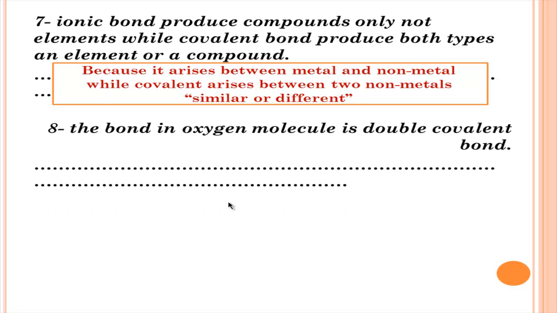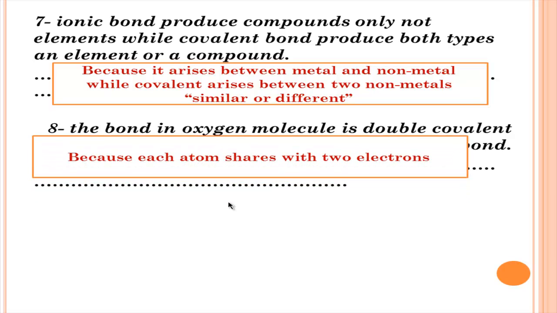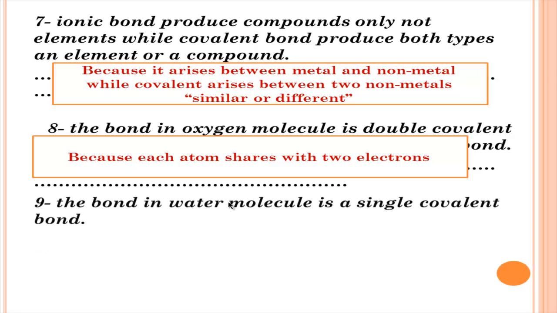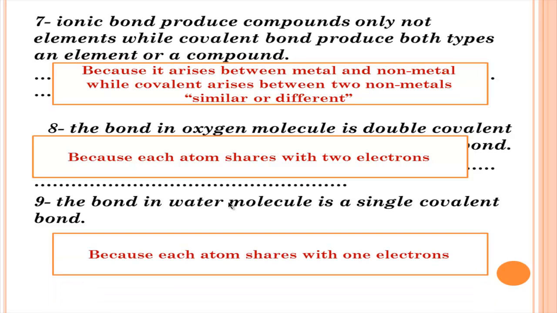Give reason: the bond in the oxygen molecule is a double covalent bond. As we said, any covalent bond arises when each atom shares electrons. Double, when each atom shares 2 electrons. Give reason: the bond in the water molecule is a single covalent bond, because each atom shares 1 electron.